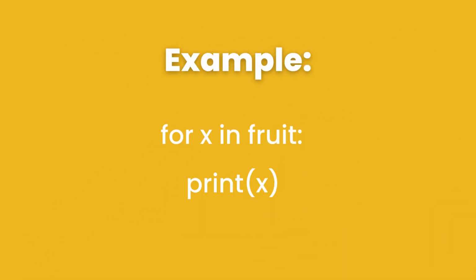An example is that I could say for x in fruit, print x. Here, fruit is a variable with a string stored in it, and x is the current character of the string fruit. In this example, Python is looping through each character in the string and printing each one out.